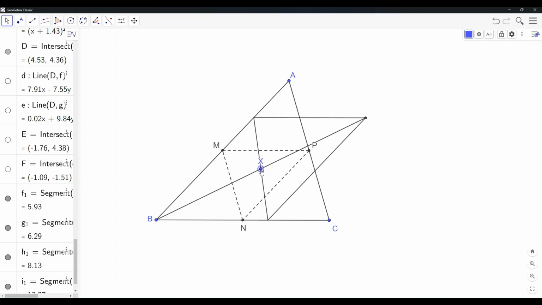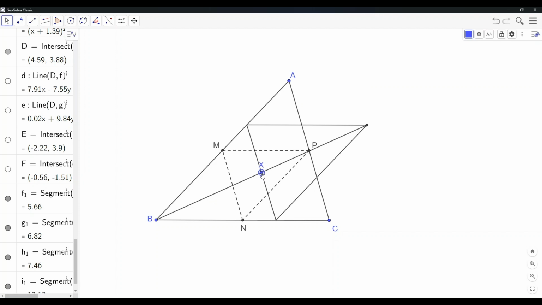So, the purpose of keeping X inside the triangle is to guarantee the existence of the lines.